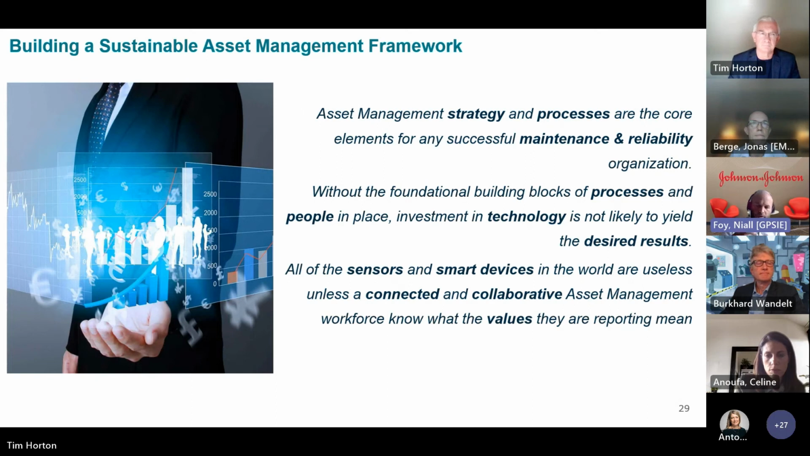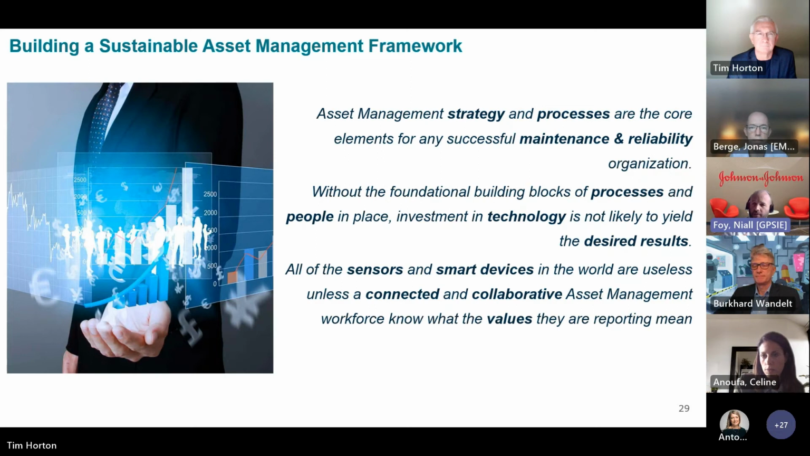What I'm going to present here is the logic that we came to start our journey, okay? So building a sustainable asset management framework. Asset management strategies and processes are at the core for a successful maintenance and reliability organization. And I think everybody in the call will recognize this. Without the foundational building blocks of processes and people, right? So processes and people.